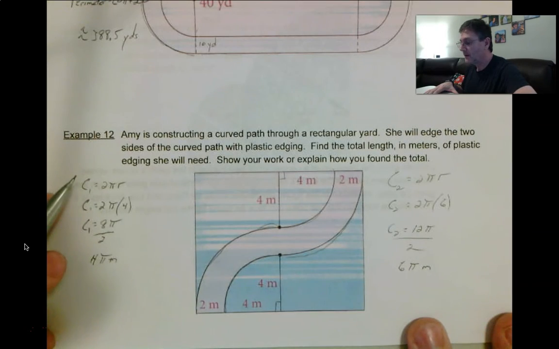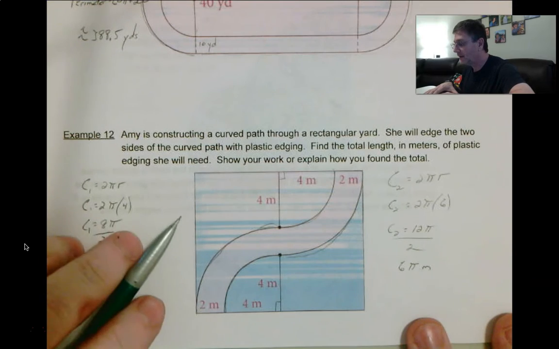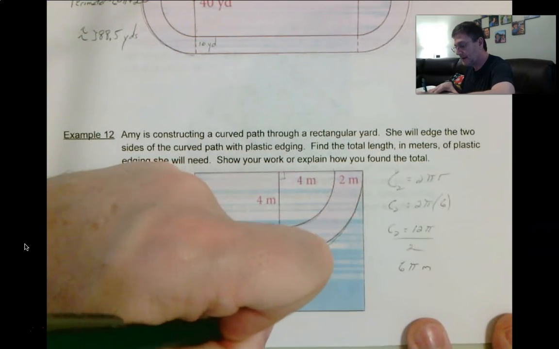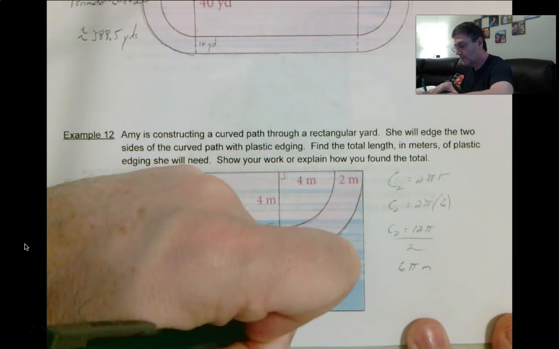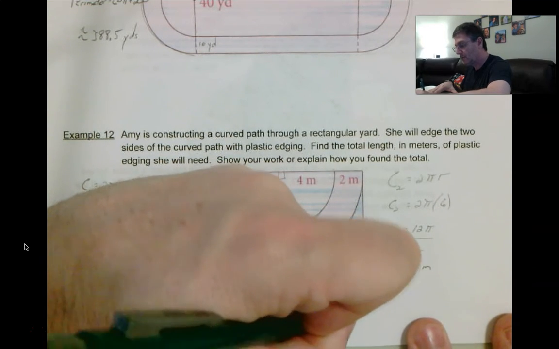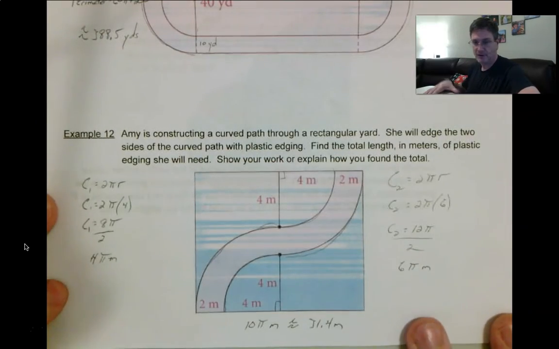meters. Total, find the total length in meters of the edging that she's going to need. She's going to need 10 pi meters, or approximately 31.4 meters of edging.